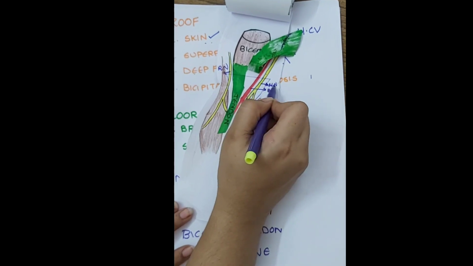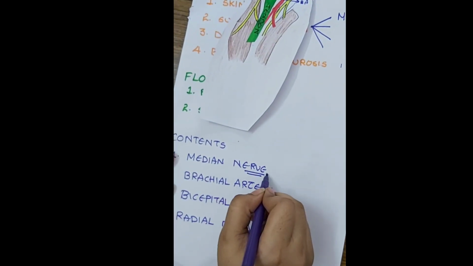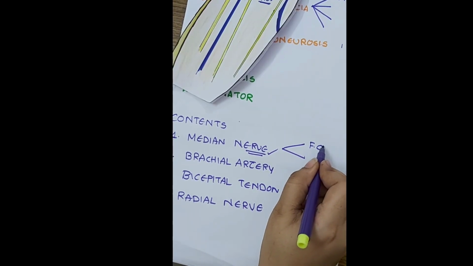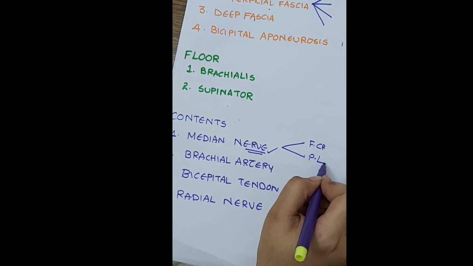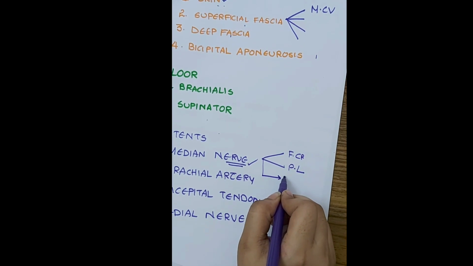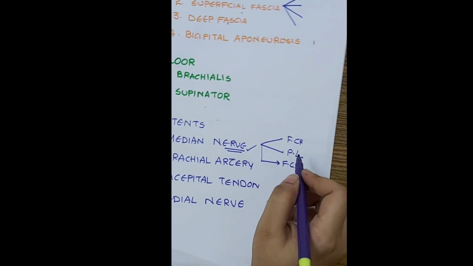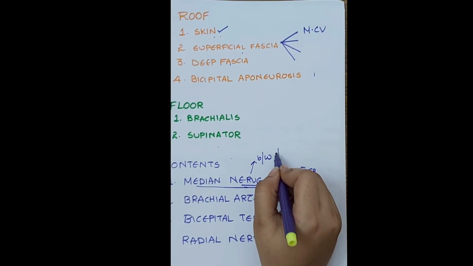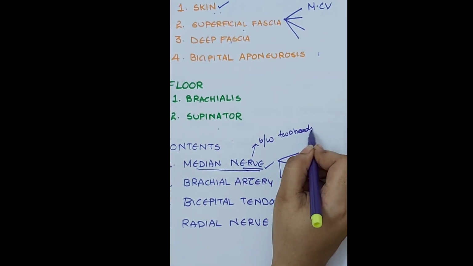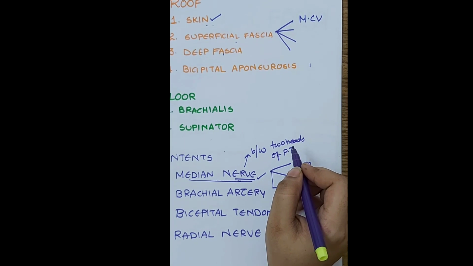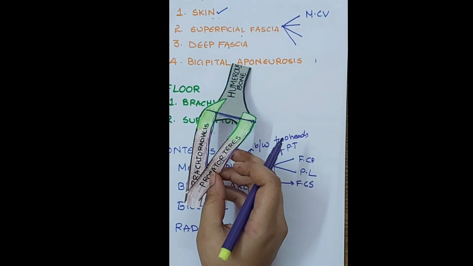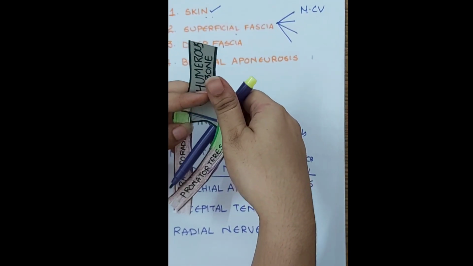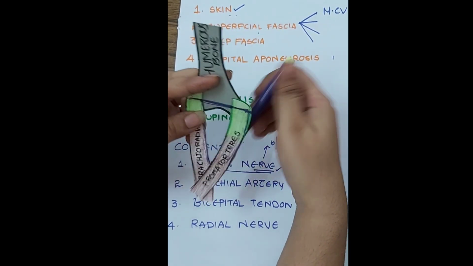So now, talking about the median nerve. This median nerve gives branches to flexor carpi radialis, palmaris longus, and flexor digitorum superficialis, and it passes between the two heads of pronator teres. So this is the pronator teres. We actually have two heads for this pronator teres. In between them the median nerve passes, which is medially.